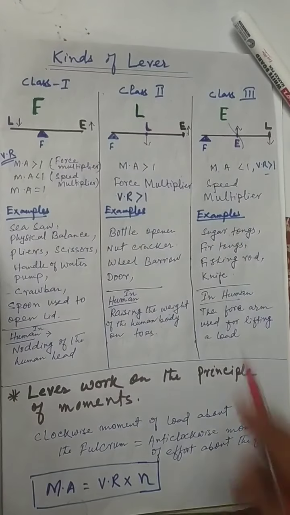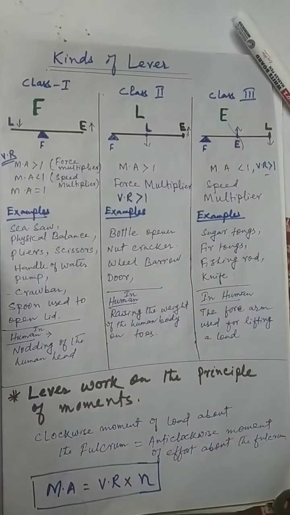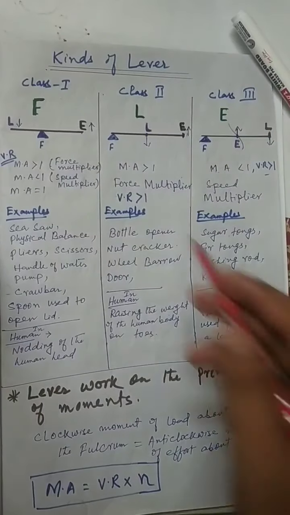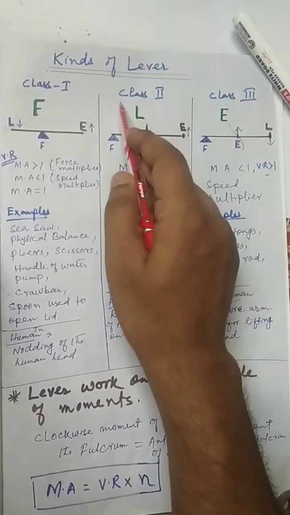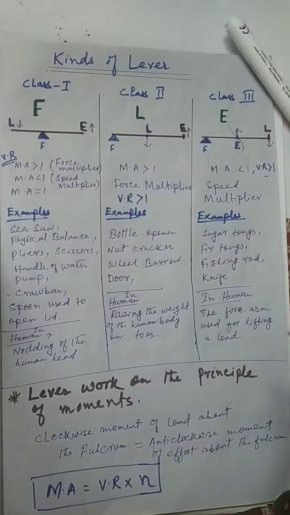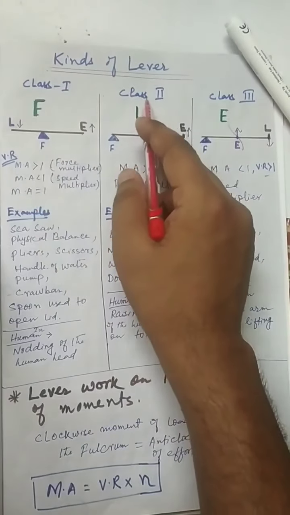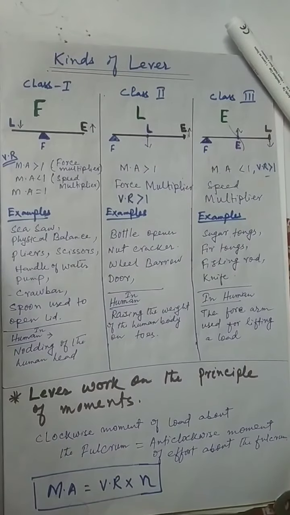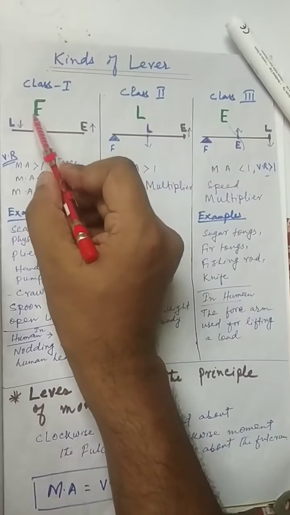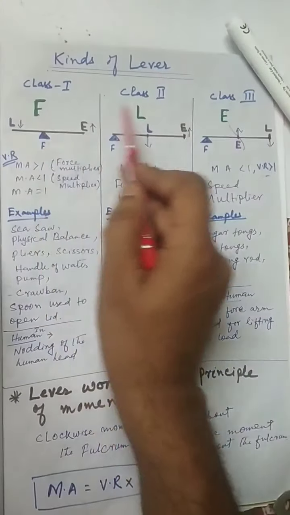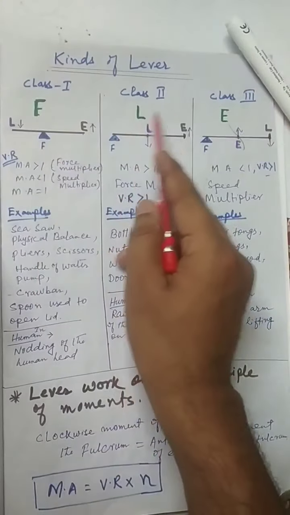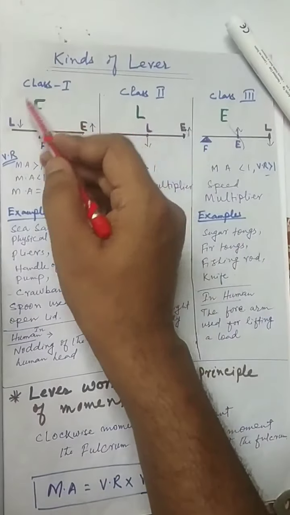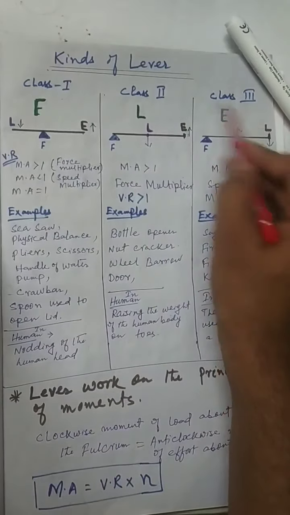Okay, now look at this. Kinds of the lever. There are 3 different kinds of lever: class 1 lever, class 2 lever, class 3 lever. First class lever, second class lever, third class lever. Okay, now remember this term FLE. F for fulcrum, L for load, E for effort.